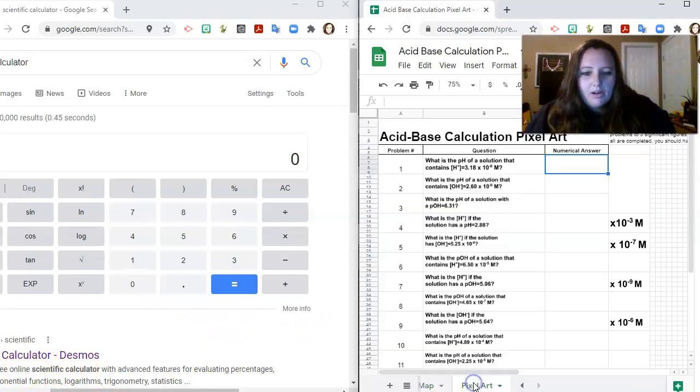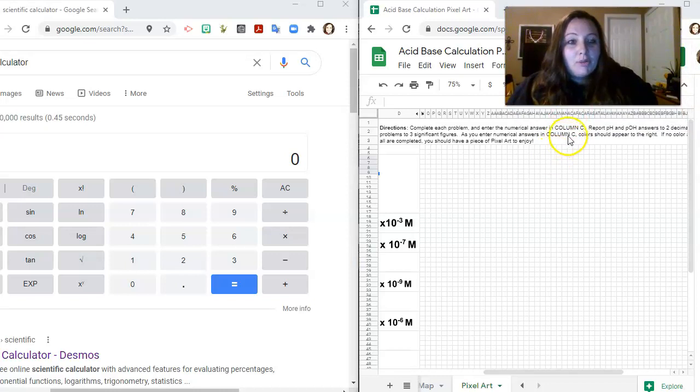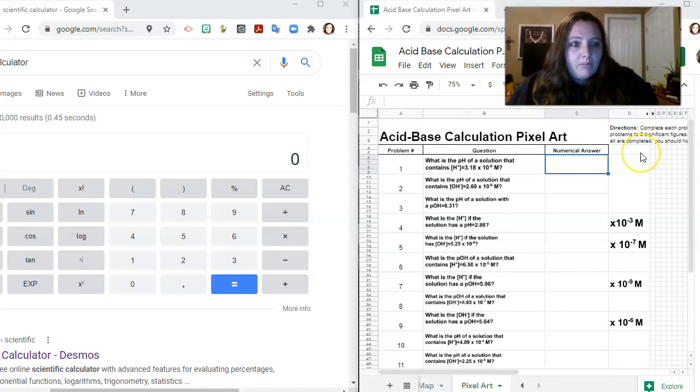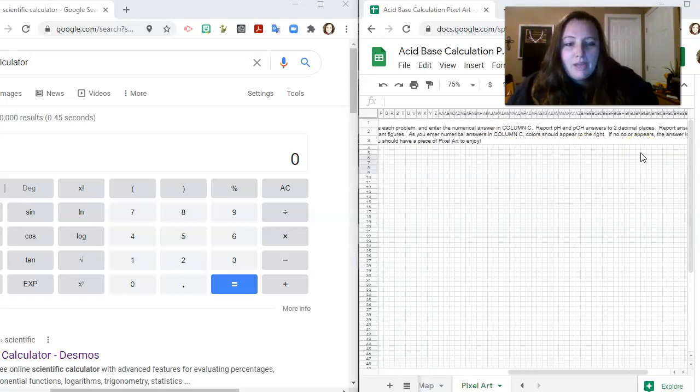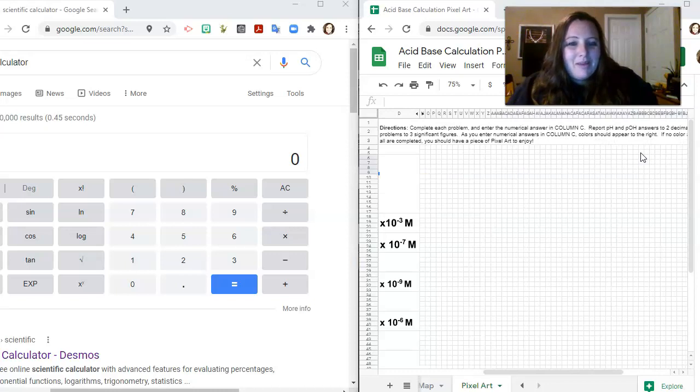Okay, so when we're on our pixel art, there are a couple instructions that are here. So what you guys are going to do is complete each problem and enter the numerical answer in column C. You're going to report the pH and the pOH answers to 2 decimal spots. You're going to report the answers for the other problems to 3 significant figures. As you enter the correct numerical answers in column C, the color should appear to the right. If no color appears, the answer is incorrect. Once you are all completed, then you should have a piece of pixel art to enjoy. And that's what you guys are going to turn in.